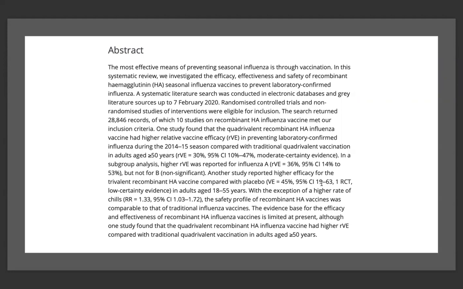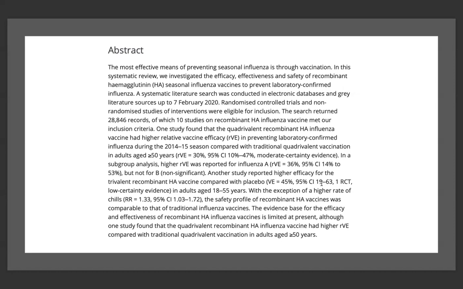One study found that the quadrivalent recombinant HA influenza vaccine had higher relative vaccine efficacy in preventing laboratory confirmed influenza during the 2014 to 15 season compared with traditional quadrivalent vaccination in adults aged greater than 50 years. In a subgroup analysis, higher RVE were reported for influenza A but not for B.